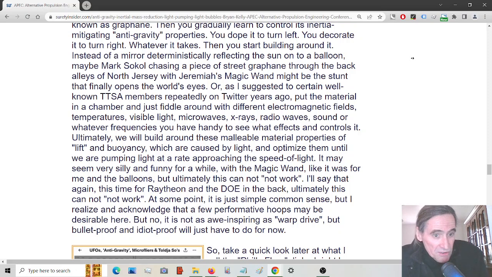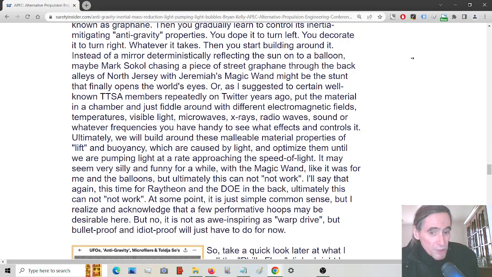Or as I suggested to certain well-known TTSA members repeatedly on Twitter years ago, put the material in a chamber and just fiddle around with the different electromagnetic fields, temperatures, visible light, microwaves, x-rays, radio waves, sound, or whatever frequencies you have handy to see what affects and controls it.